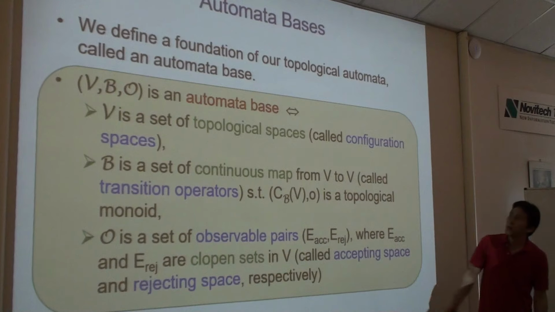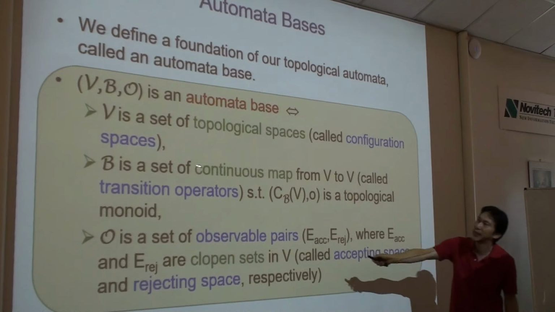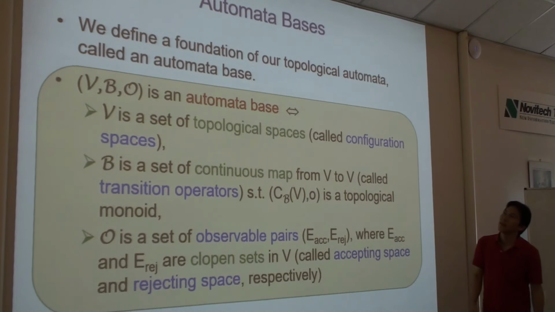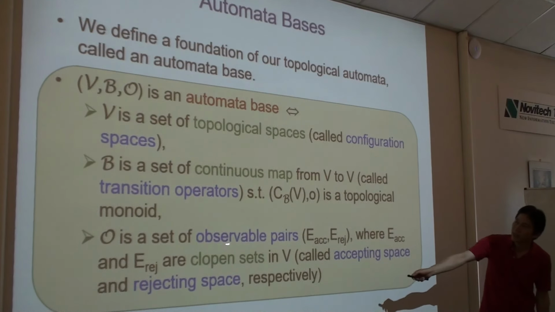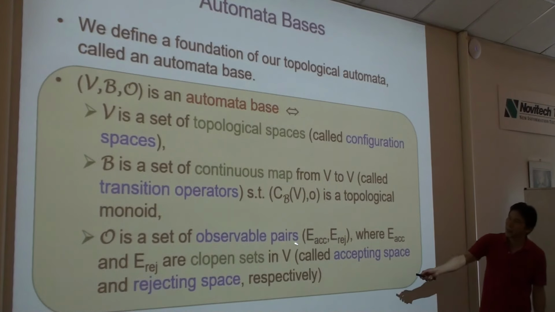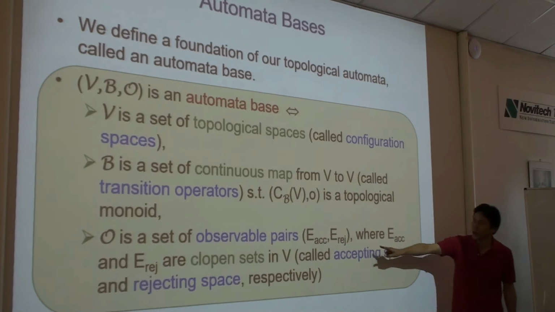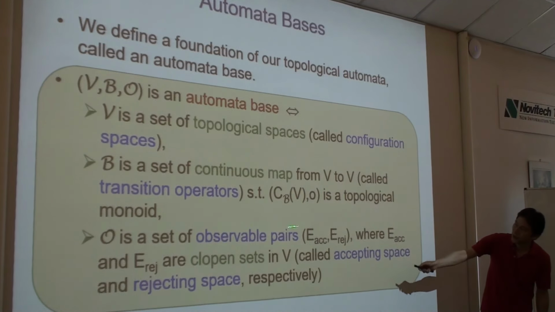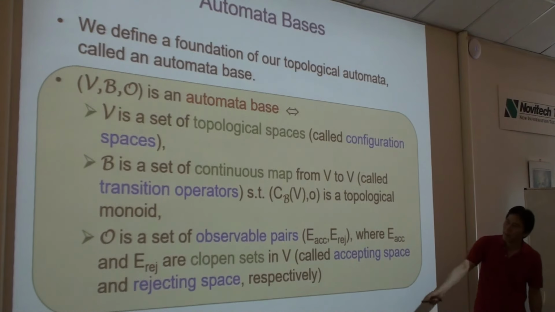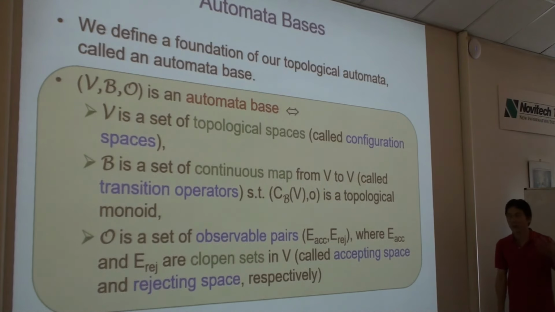And B is a set of continuous maps from V to V. And O is a set of observable pairs, pairs like E accept and E reject. E accept is called the accepting space, and E reject is the rejecting space. Those two sets must be disjoint. That's the important requirement for the observable pair.